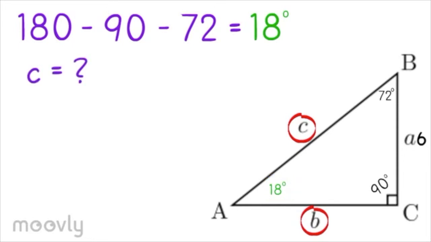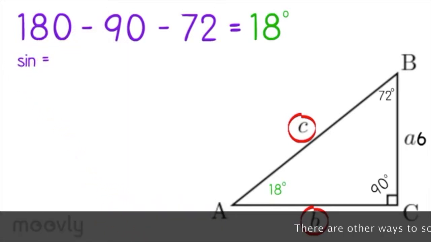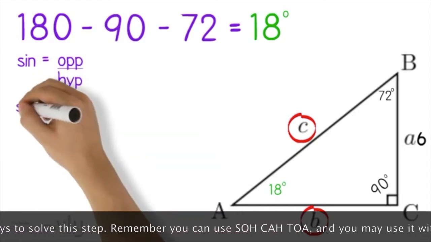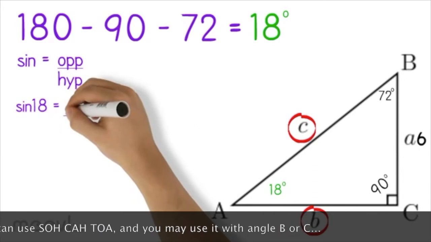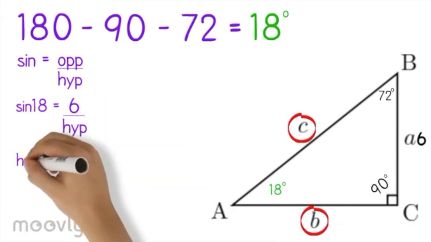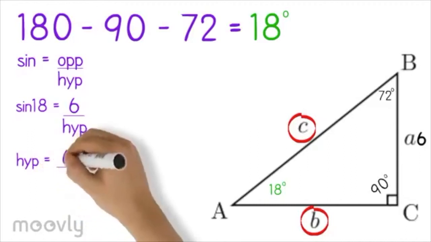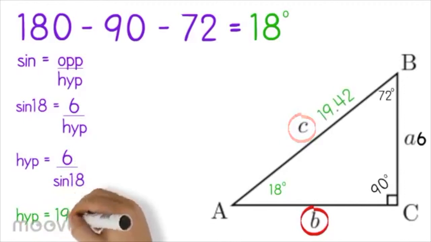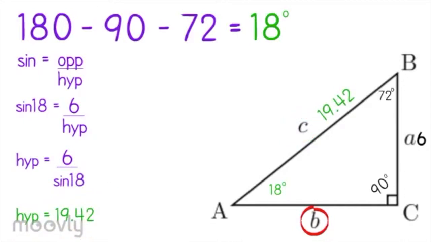Now you want to get the length of C. To get it, you will use sine is equal to opposite over hypotenuse. We will use sine of 18 with the opposite of 6 over hypotenuse, and then we will isolate the hypotenuse, which would give us hypotenuse is equal to 6 over sine of 18. So length C is equal to 19.42.